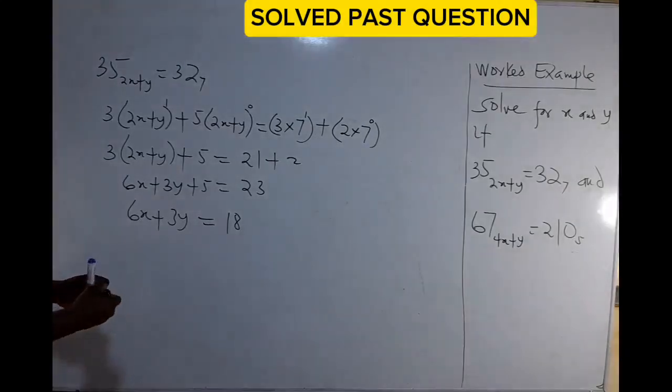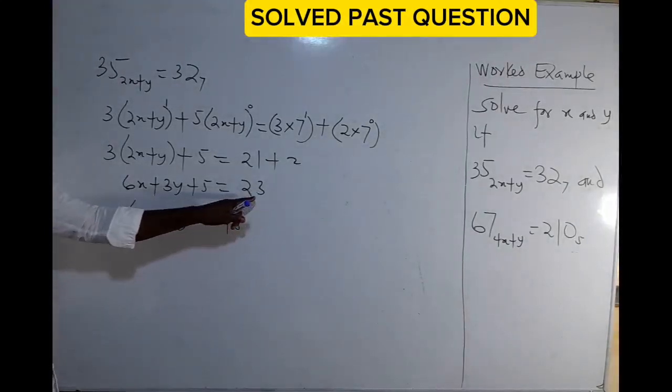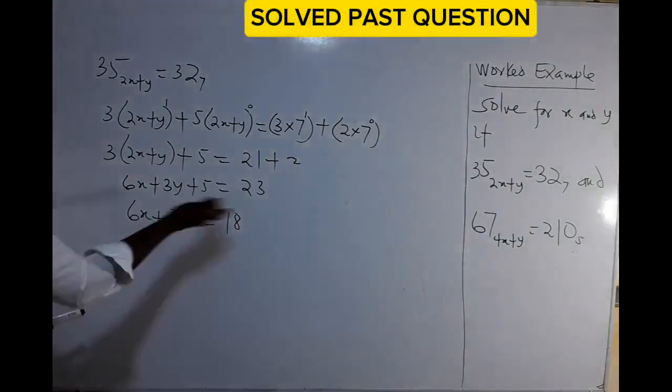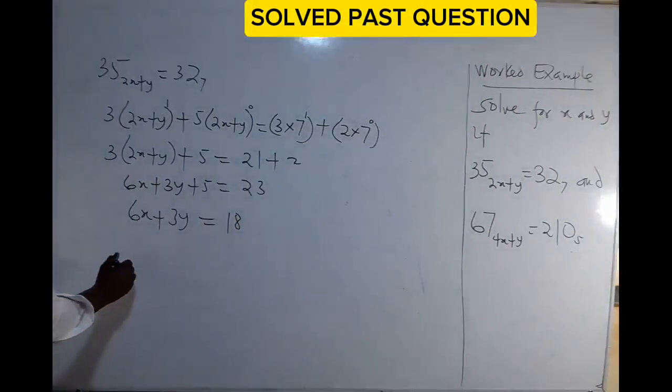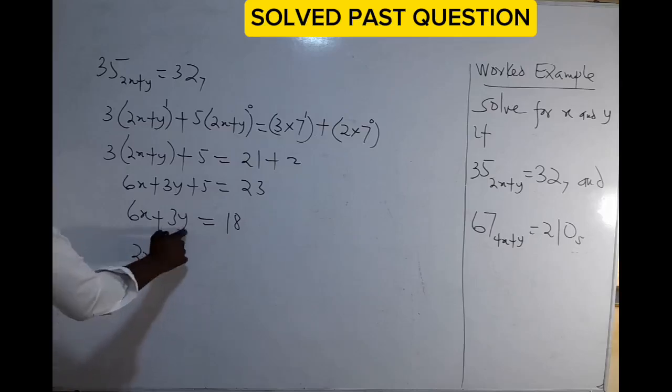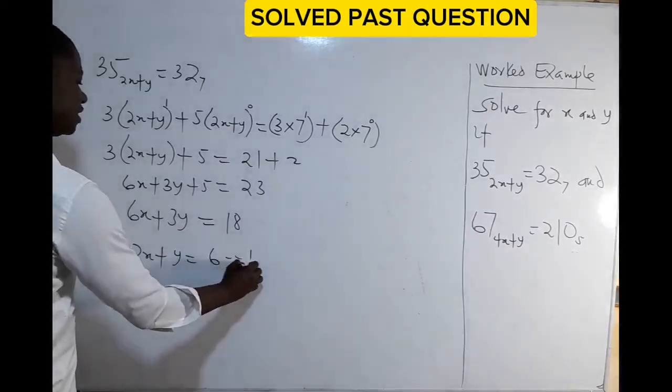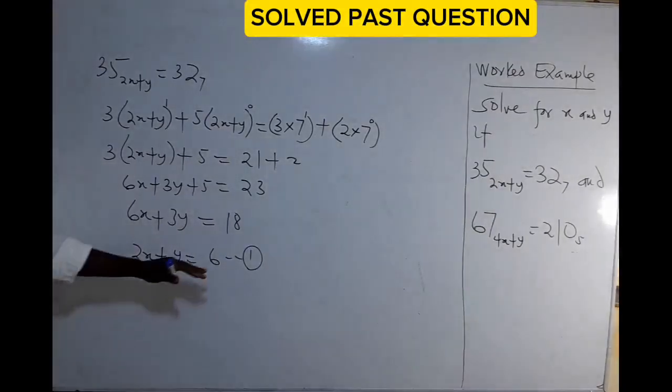Why do we have 18 here? Plus 5 becomes minus 5 here. So 23 minus 5 will give you 18. We can reduce this further by dividing through by 3. 6x divided by 3 will give us 2x, 3y divided by 3 will give us y, 18 divided by 3 will give us 6. Let this be equation 1, okay? So we have our first equation.